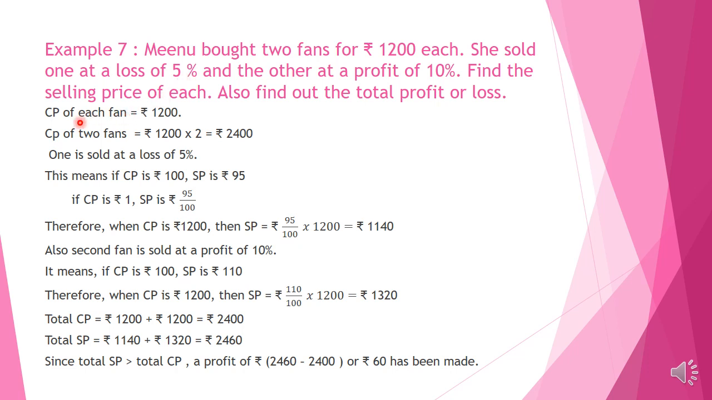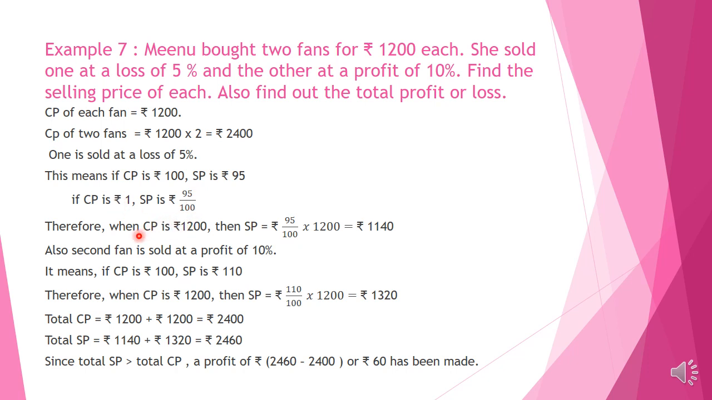Okay, so what is the answer? Solution: CP of each fan is rupees 1,200. Therefore CP of 2 fans equals rupees 1,200 into 2, equals rupees 2,400. And now it is said one fan she sold at a loss of 5%. It means what children? If CP is rupees 100, SP is rupees 95. Loss means decrease. From 100 you have to decrease 5, so it will be 95. Now if CP is rupees 1, then SP is 95 by 100. This is the unitary method.